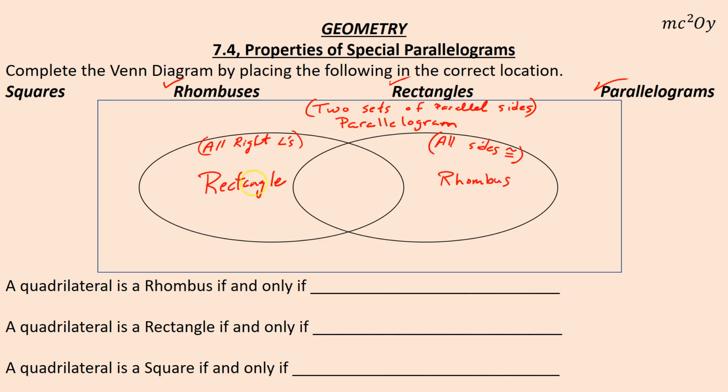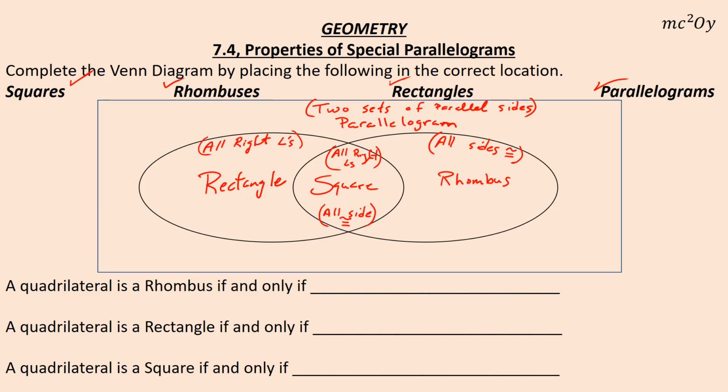Now when we put together the rectangle and rhombus, joining the two, where we'd have all right angles and all sides congruent, we then have the square. So the square is the most specific type of parallelogram that we have there. Just another way of looking at it.